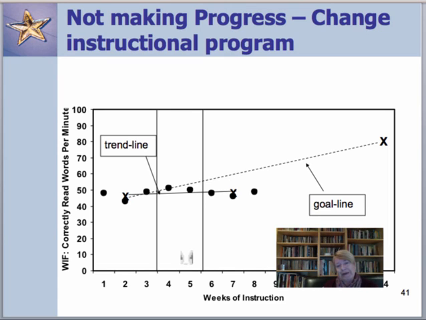Now in this particular case, we see the student's trend line here, the solid line. And we see the goal line, which is the dotted line, and we see that the student is not making progress towards the goal line, and in fact falling increasingly behind the goal line. And so in this particular case, this is an example of a student where we should be saying right around here, right around week 6, we should be saying it's time to modify instruction.